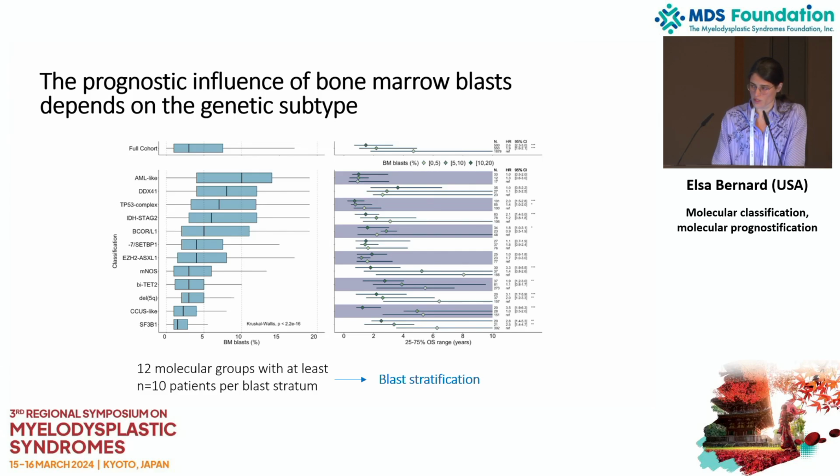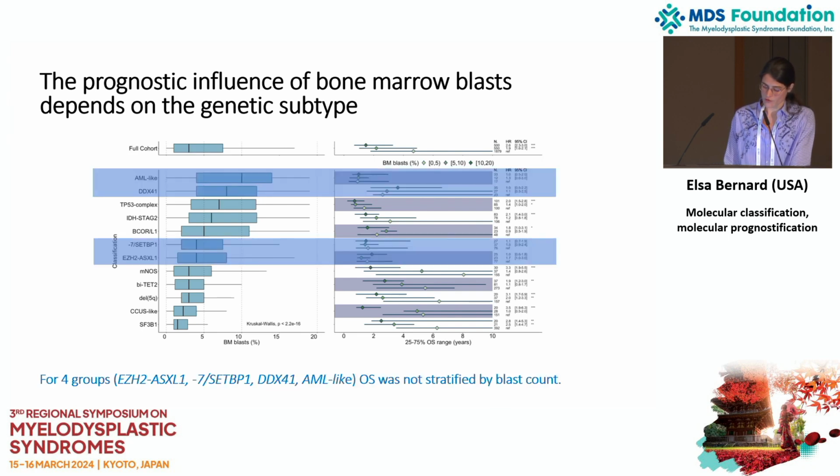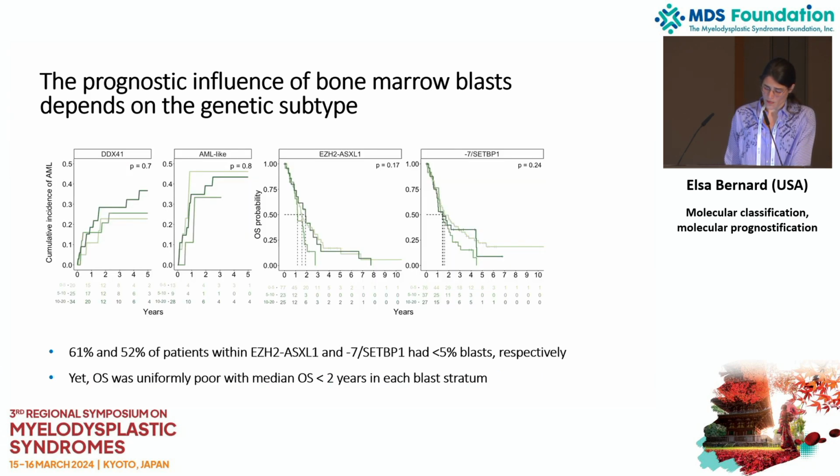We observed a strong stratification for different subtypes, in particular the subtypes that are typically associated with low-risk disease, such as SF3B1, CICUS-like, del5Q, and others. However, for some genetic subtypes there was no stratification whatsoever by percentage of bone marrow blasts. This included the AML-like and DDX41 subtypes, as previously demonstrated, but also other subtypes such as the -7 ZBP1 and the EZH2 SXL1 subtypes. Interestingly, within those two subtypes, more than 50% of patients have low blast disease.